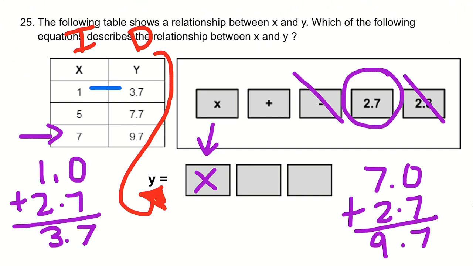Now we're going to need this plus sign because we were adding. So I'm going to put a plus sign right there. And then we were adding a constant of 2.7. Y equals x plus 2.7. Good job, Mia.